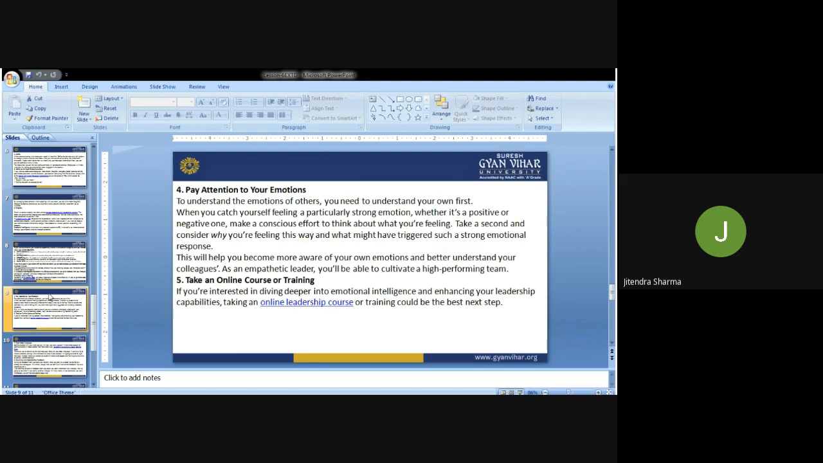So those are the emotional skills and how you can develop them further to become a good leader. That we have discussed.